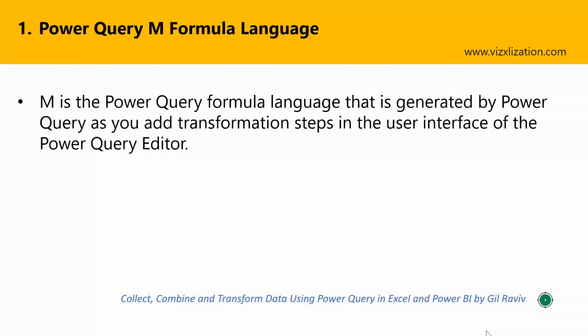Power Query M formula language. Here we have a high-level definition. M is the Power Query formula language that is generated by Power Query as you add transformation steps in the user interface of the Power Query editor. Okay, so I just want to give you guys a heads up here. We're not going to go into detail here. This is just a high-level definition. Okay, so please don't be scared. So now, if you want to learn more about this language, you can take a look at this book right here. So now let's go to the next point.